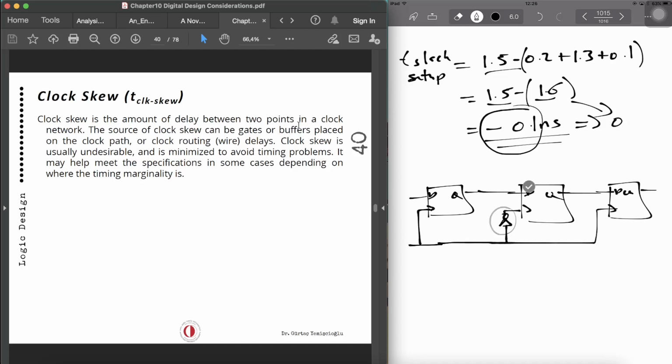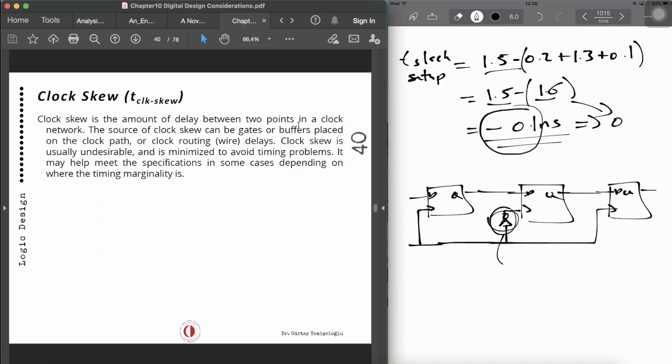Now, when you include that inverter or a buffer in the clock path, we are actually getting a clock skew because of the delay of this gate over here, the inverter. Your clock is going to arrive late. Even if you have a buffer on that path, that will cause a clock skew. So we can say that between 2 points in a clock network, the source of the clock skew can be gates or buffers, like we already did over here, that are placed on the clock path, or long clock wires. They can also cause a problem. So it's undesirable, but it can be minimized to avoid timing problems.